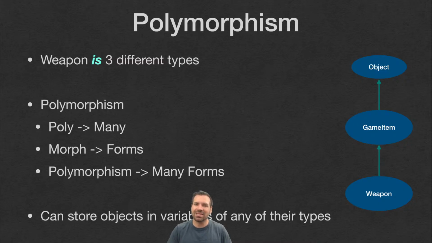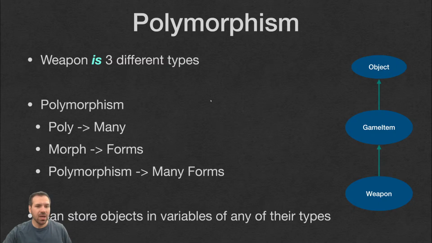A weapon has 3 different forms it can take. It can act as a weapon, it can act as a game item, and it can act as an object. Meaning it can be stored in variables of any of those 3 types. Which is pretty freaking cool. For now, you'll have to trust me. We will get to why that's so cool and why that's so important. But let's talk about some mechanics of that.